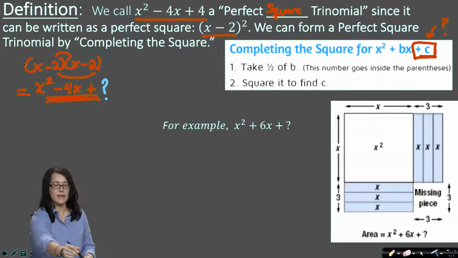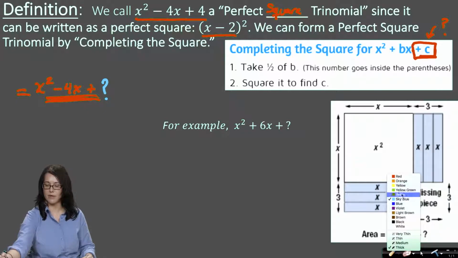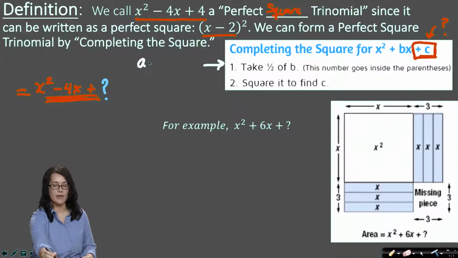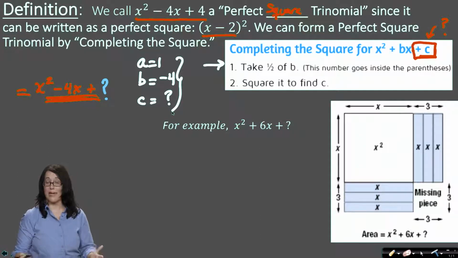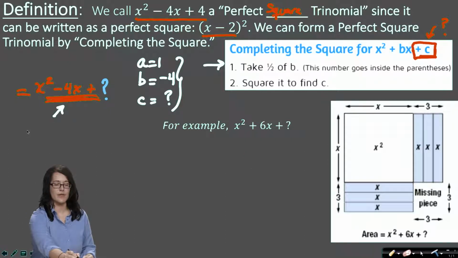How would I have completed that square? Well, I would have completed that square by first taking half of b. So let's see what the process looks like in this example. Take half of b. Okay, what is b here? A is 1, a is the coefficient of x squared, b is negative 4, and c is unknown. We're looking for c in this problem right here. Okay, so what we have is negative 4 for b. Can we take half of that? What's half of negative 4? Yeah, that's just negative 2.